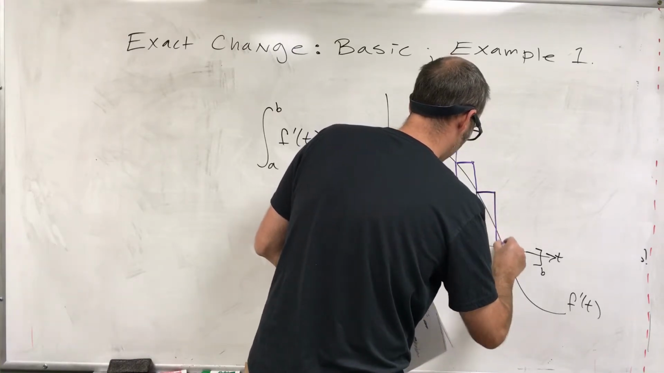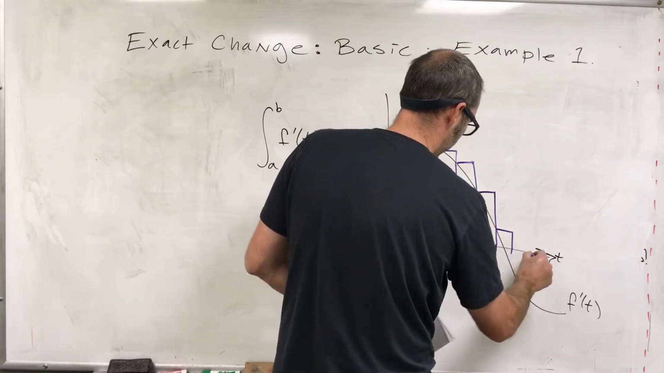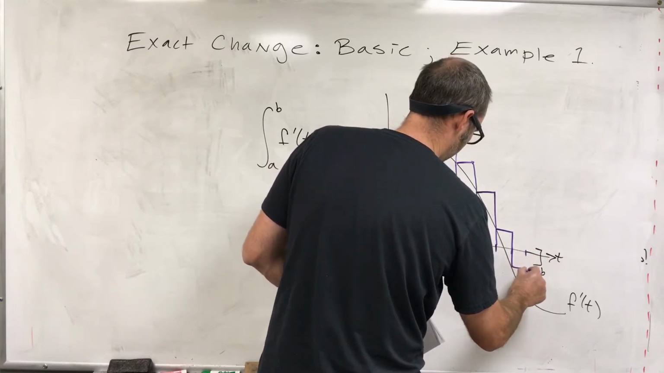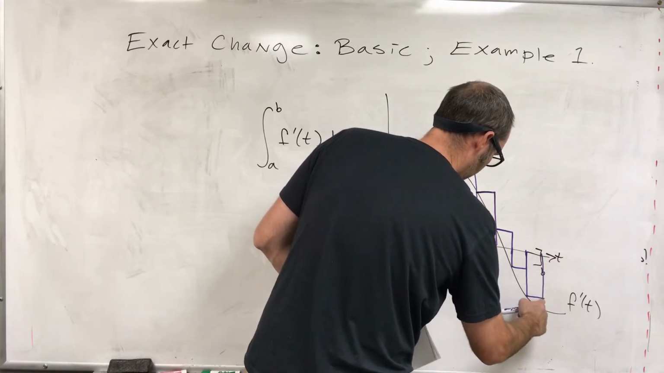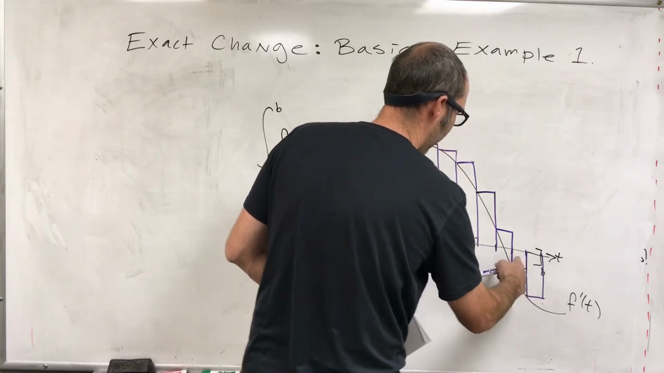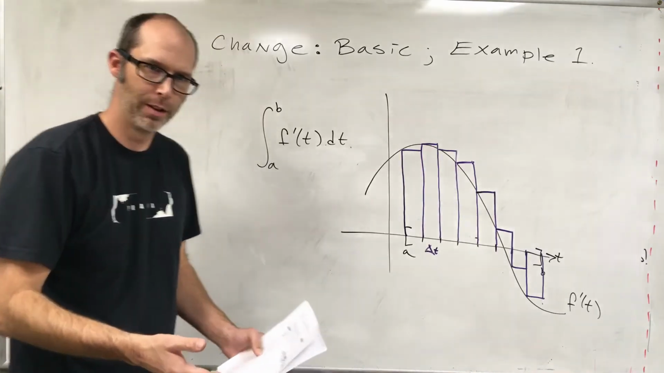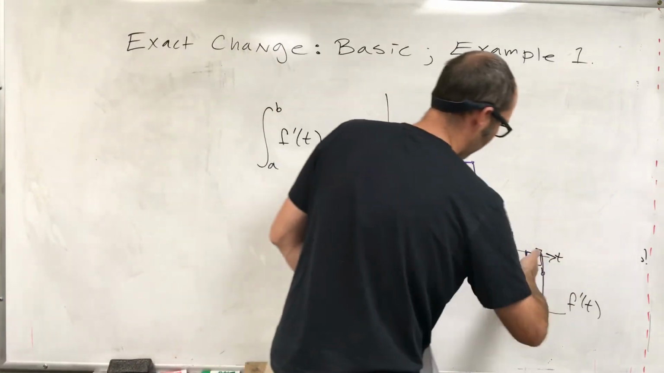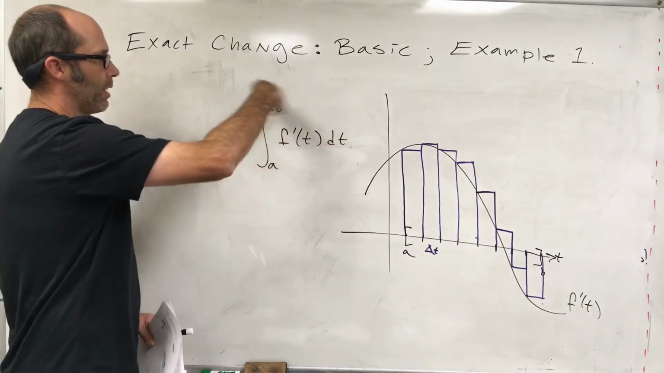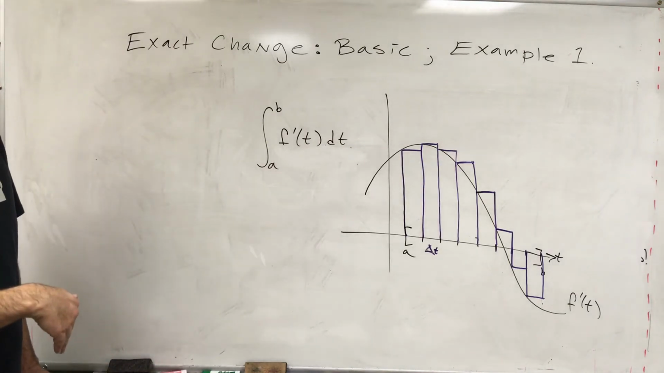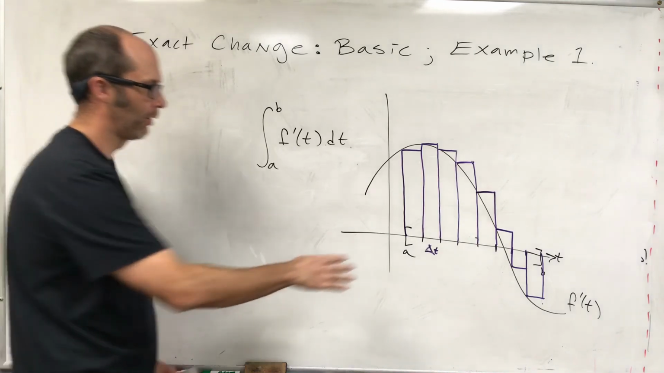Let's see. So these would give you negative numbers. And remember that some of the answers can be negative if we have more space below than above. All right, and in the same way, this thing can sometimes be negative if we have more space below the x-axis or the t-axis than above.